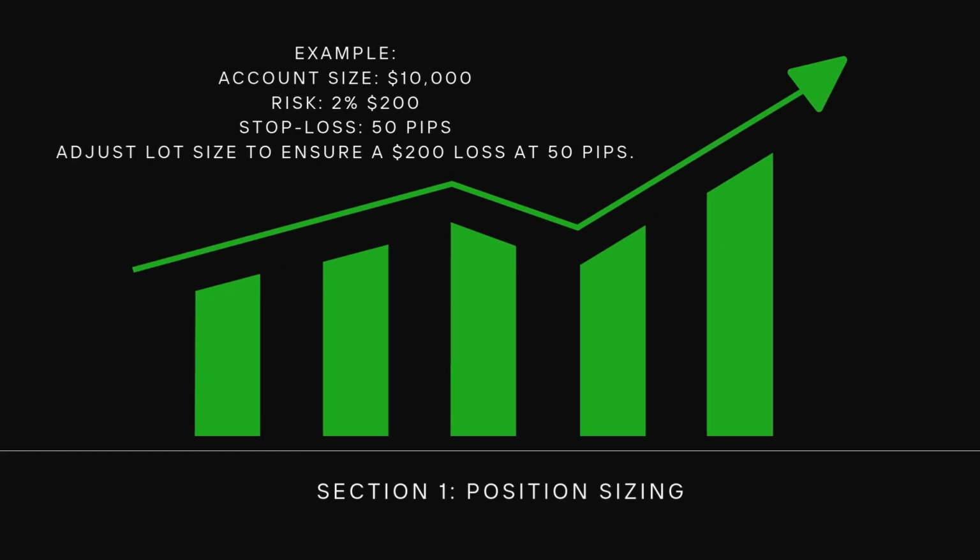How to calculate position size? Formula: position size equals risk per trade divided by stop-loss distance. Example: account size $10,000, risk 2%, stop-loss 50 pips. Adjust lot size to ensure a $200 loss at 50 pips.